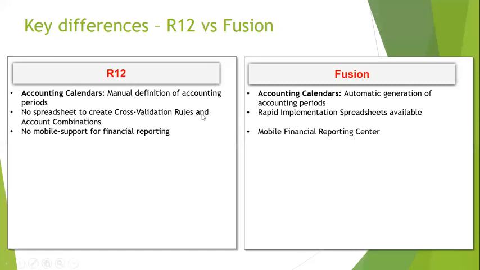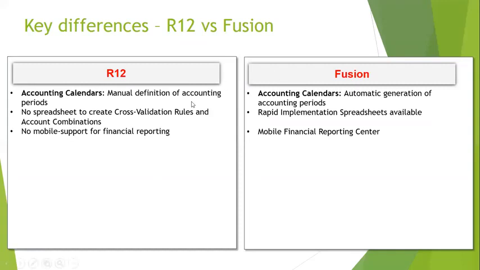And no spreadsheets to create the cross validation rules and account combinations. In EBS, for creating the cross-validation rules, there is no spreadsheet. You need to go to the specific form and define the cross-validation rules manually. Whereas in Fusion, rapid implementation spreadsheets are available for creating the cross-validation rules and account combinations also. For both of them, we have spreadsheets.